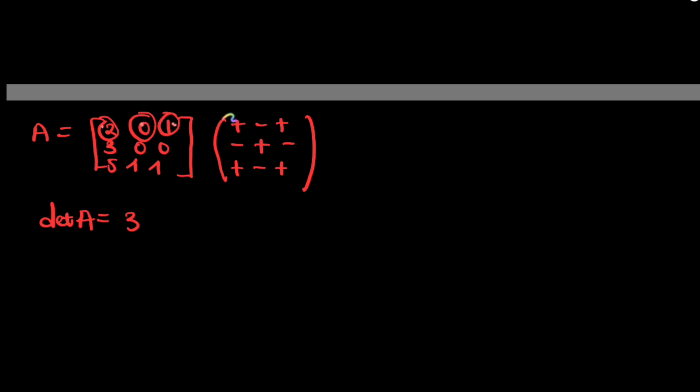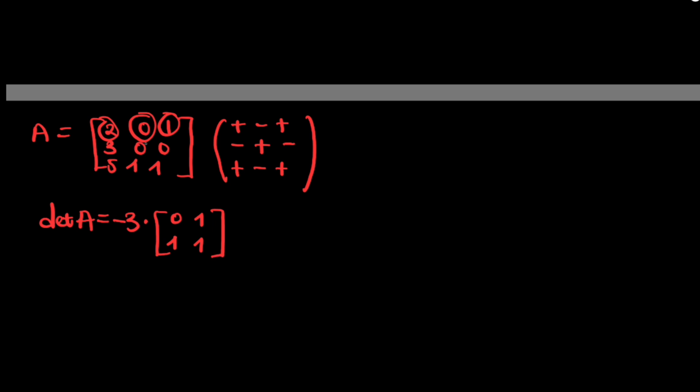Here we have 2 0 1 plus minus plus, 3 0 0 minus plus minus, and 5 1 1 plus minus plus. So if we are taking this second row, 3 will have a minus sign, so we take note of that. 3 will be minus. So here we have minus 3 times. We delete its row and column, this and this. What is left? 0 1 1 1. So we have 0 1 1 1.